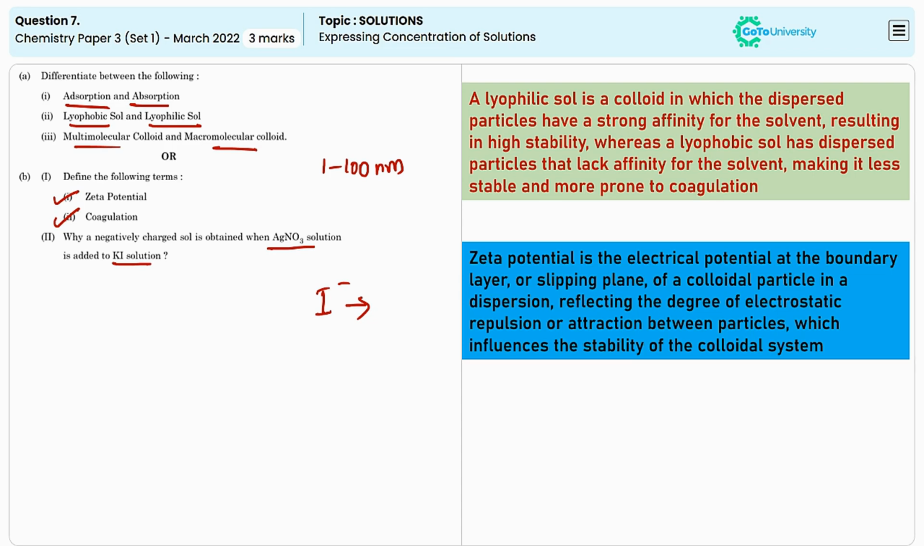So in the first part, for each differentiation you will get 1 mark, and in the second question you will get 1 mark for each, that is, to define zeta potential, coagulation and writing the reason for the formation of the given sol. So the total marks will be 3.